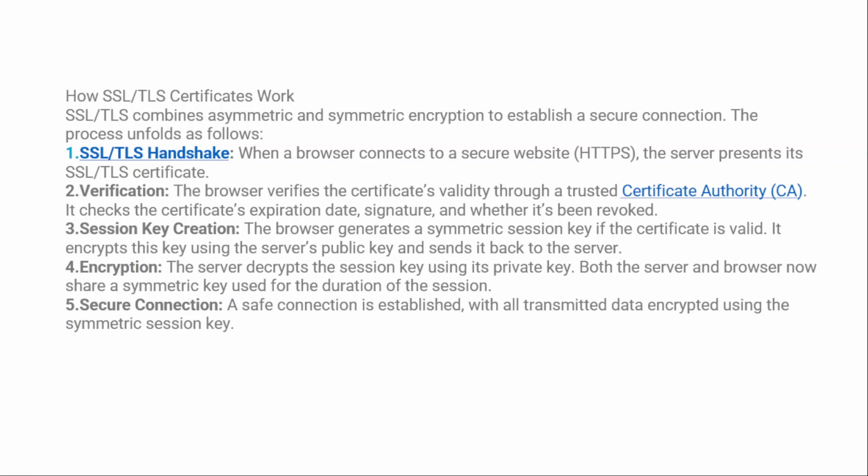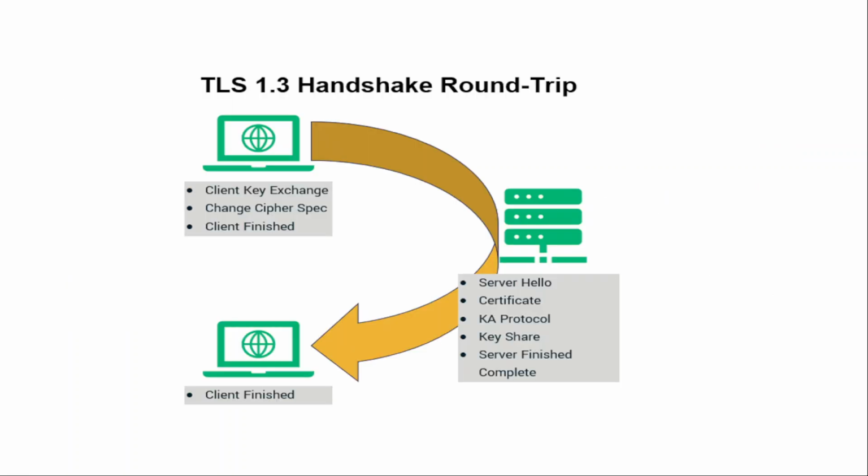The browser generates a symmetric session key. If the certificate is valid, it encrypts the key with the server's public key and sends it back to the server. The server decrypts the session key using its private key. Both the server and browser now have the shared symmetric key, which can be used for the duration of the session, and a safe connection is established with all the transmitted data encrypted using the symmetric key. So this is how the process looks.